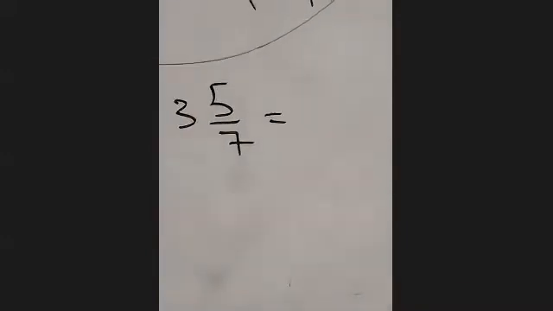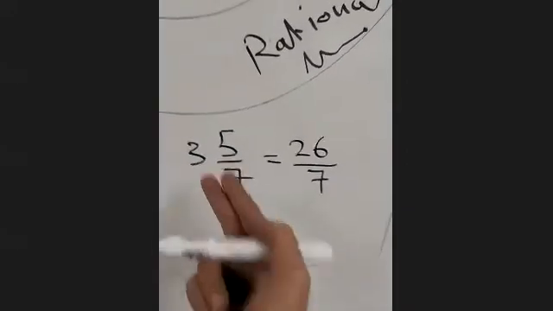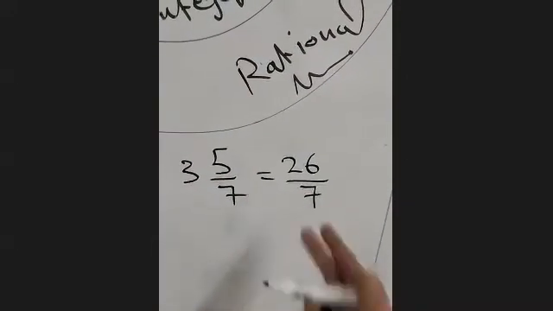A rational number is any number that can be written as a fraction. A and B, can you write this as a fraction? Yes. How? 7 multiplied by 3 plus 5. It is 26 over 7, right? So I can write this mixed number as a fraction.